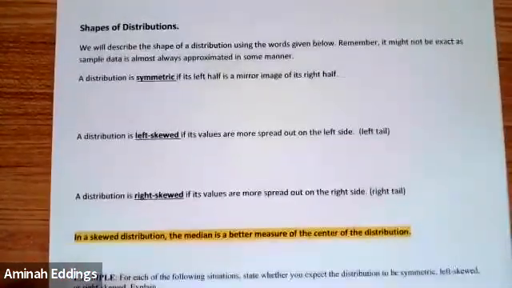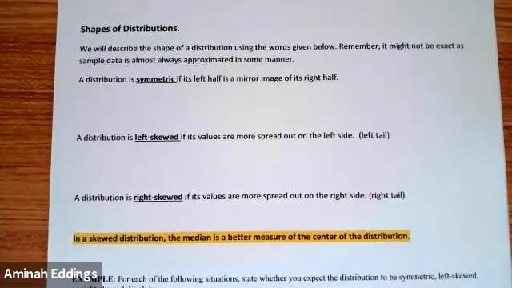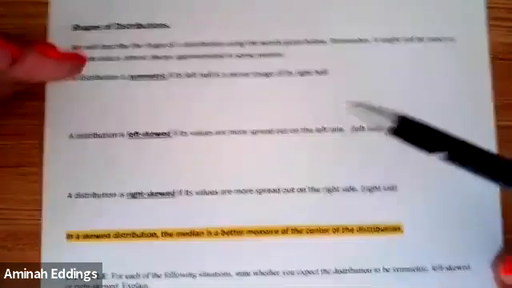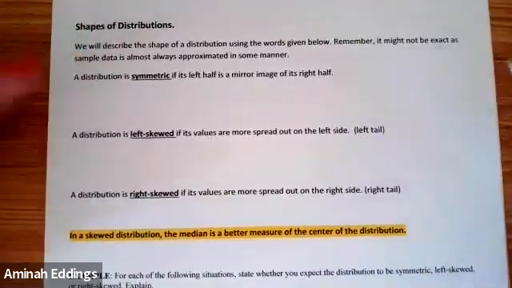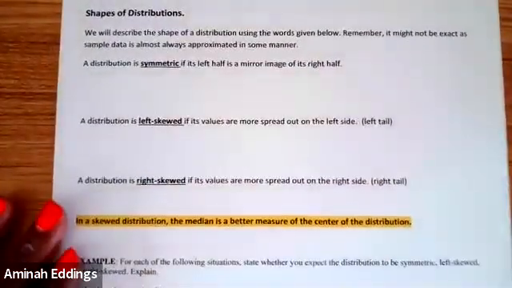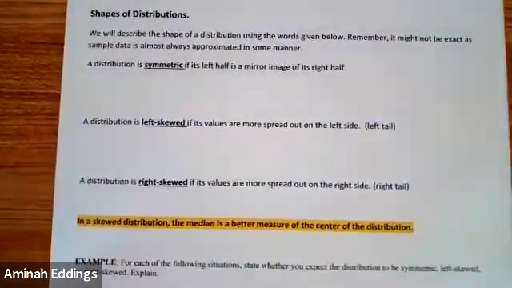All right, let's talk about shapes of distribution. We have 3 different shapes of distribution, which we're going to look at. And remember, it might not be as exact as your sample data, but it's going to approximate it in some manner. So a shape of distribution is, if you were to line out your data, what type of shape would it create?